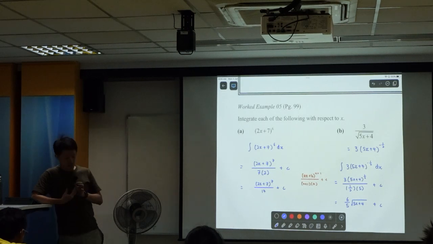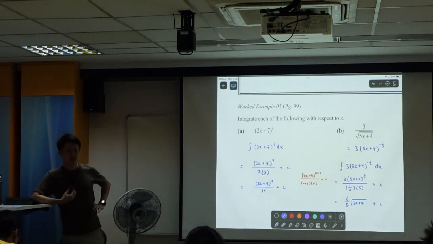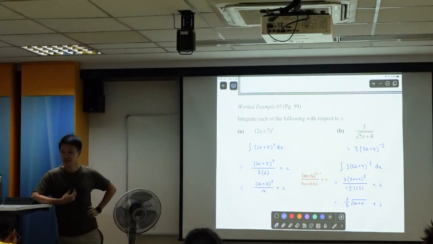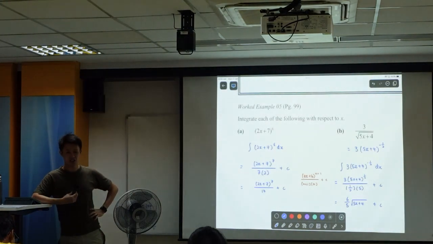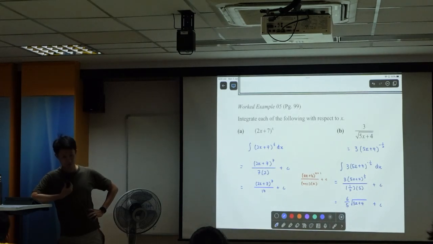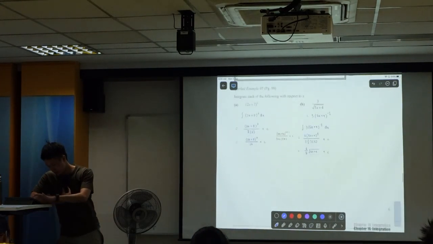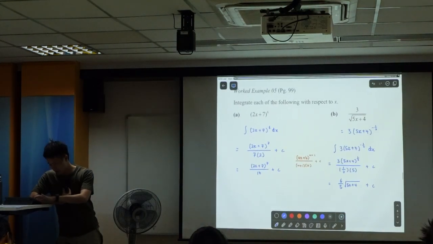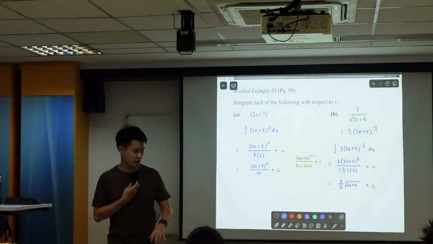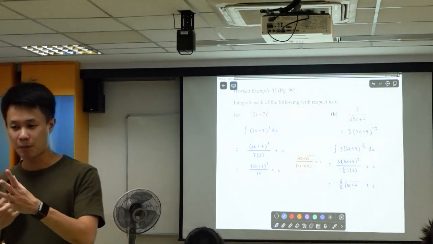Now you must ask yourself, how do you check integration, whether your answer is correct or not? Differentiate. Correct. You differentiate your final answer and see whether you get back the original function that was given to you. Simple? Fairly straightforward. Not too difficult. Alright, so that's it for the simple power functions.